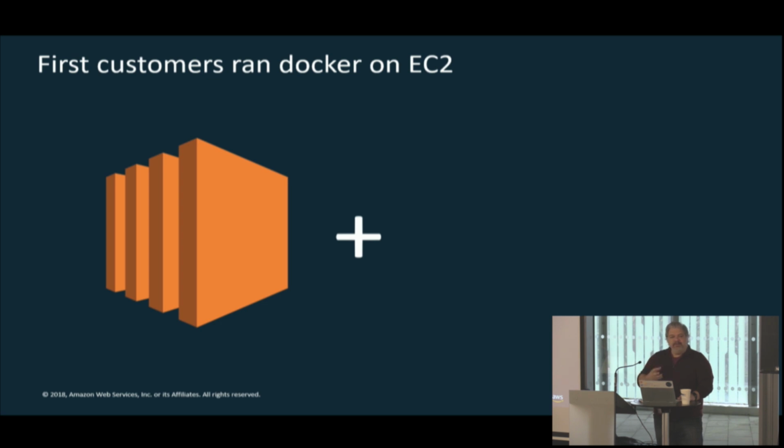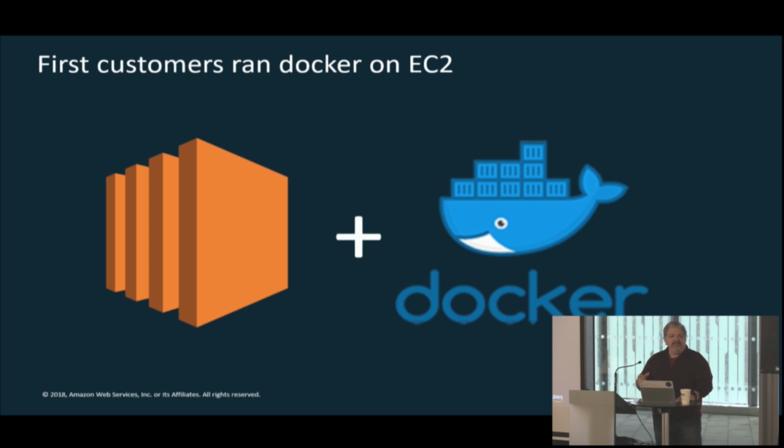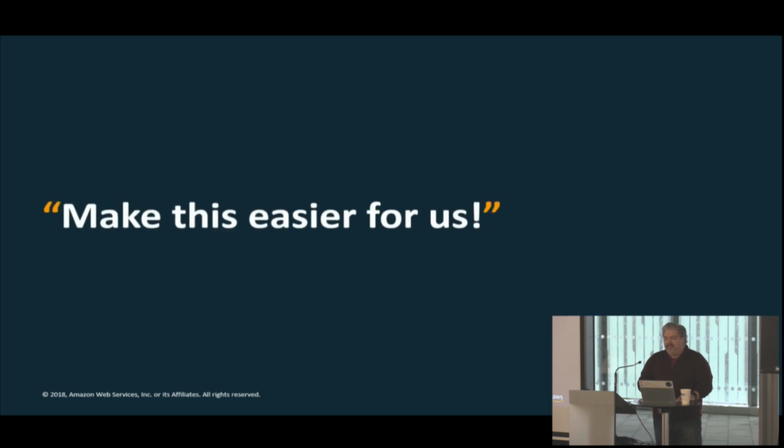So historically, the way things have gone, first customers ran Docker on EC2, and some of you indicated you're still here, and that's cool. So EC2 and Docker, it's great. This is definitely a step in the right direction. But we're hearing from our customers, make this easier for us. And you're going to detect a theme in this talk, make this easier for us, is something we listen for from our customers. And when we start hearing the same idea from many customers, or at least the same pain point from many customers, we go off and we figure out, how can we make this easier?